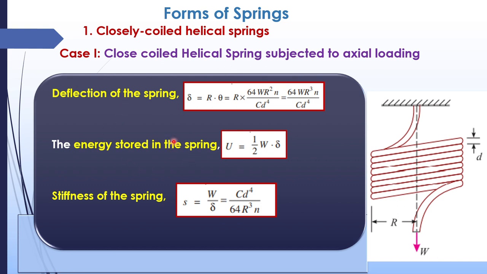Now the total energy stored in the spring is nothing but half into load into deflection, half into W into delta, where delta is the deflection. Now the stiffness of the spring is the load per unit deflection. So load is W and deflection is 64 W R cube divided by C d raised to 4, so you will get the stiffness as C d raised to 4 divided by 64 R cube n.